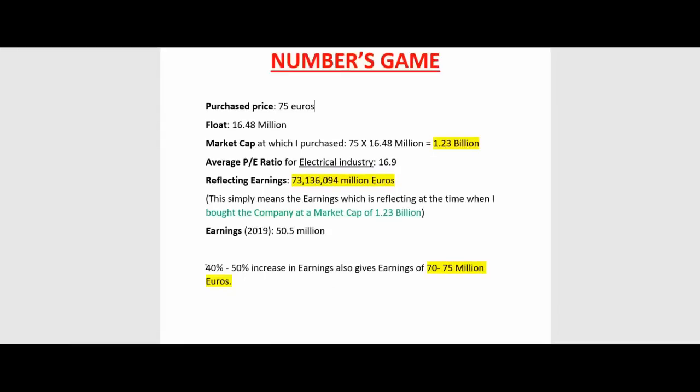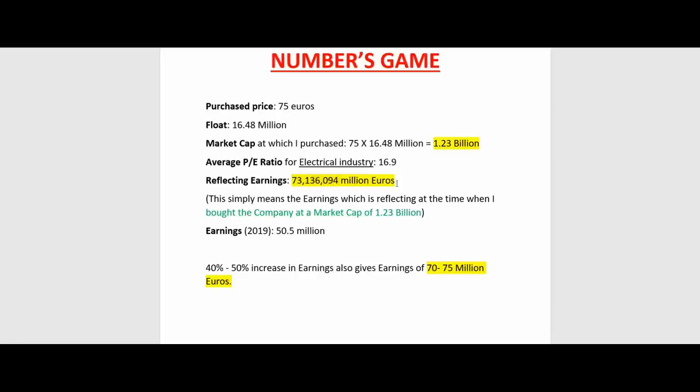So this is why I really liked this company and thought of it as a good investment. You see that even with the worst case scenario, which is just a 40 to 50% increment in its earnings, it will still be able to make 70 to 75 million euros in 2020. And guys, you saw that this is the worst case scenario. Even with this scenario, the reflected earnings which we calculated was around 73 million euros, and the real earnings could be just around this. I'm pretty sure Varta would be able to make higher than 73 million euros hands down.